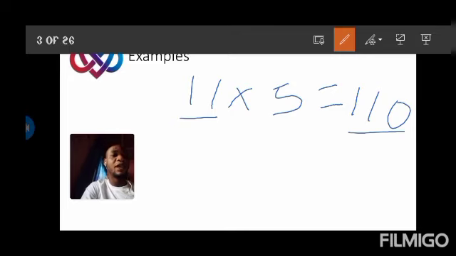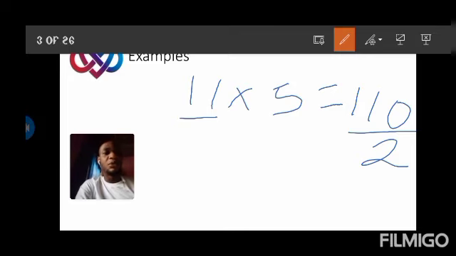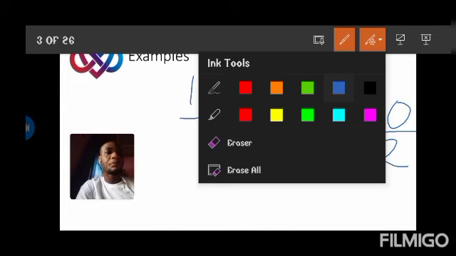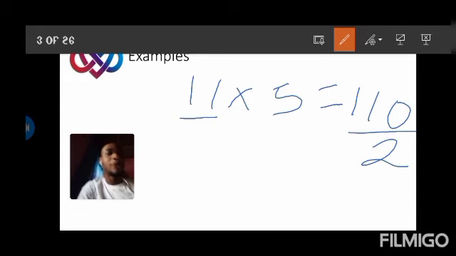What do we do? Divide it by 2, because we just multiply 11 by 10 to give us 110. Then we divide it by 2 because 5 is half of 10. So we start by saying this. Okay, the 2 here is gone, 2 here is 1.